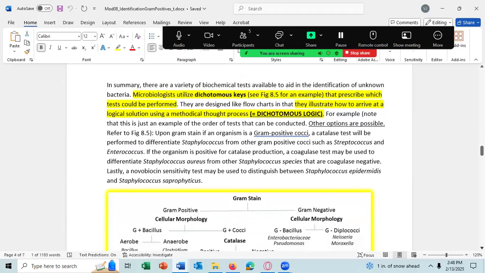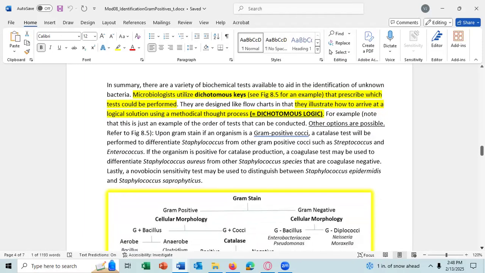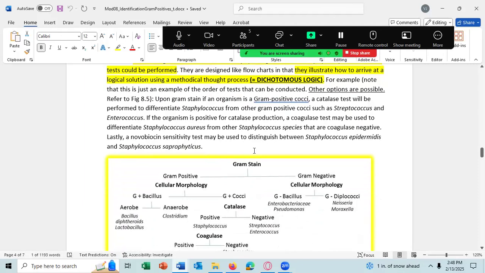All right, microbiologists use dichotomous keys that describe tests that could be performed. They illustrate how to arrive at a logical solution using a methodological thought process called dichotomous logic, where, for example, you have all your possible species, and then you run the gram test. You can separate all the possible species into those which are gram positive and those which are gram negative. Assuming that it's gram positive, we then scratch out the gram negative.